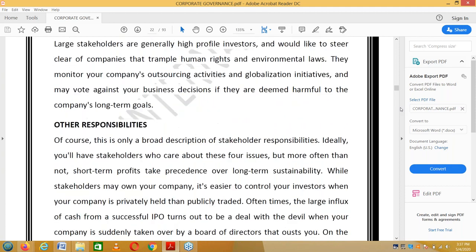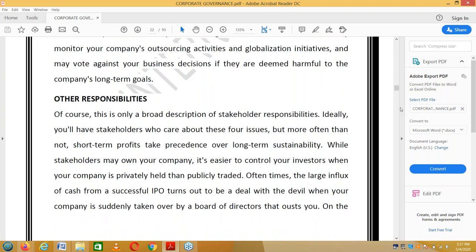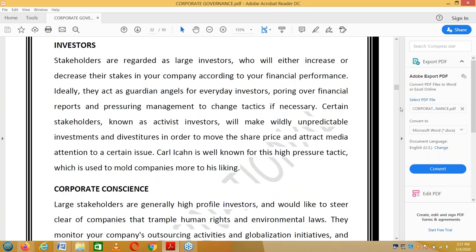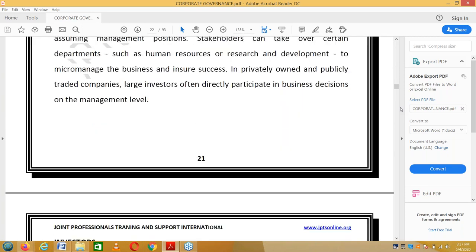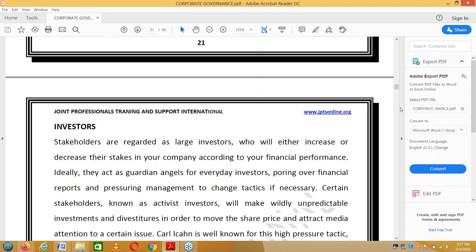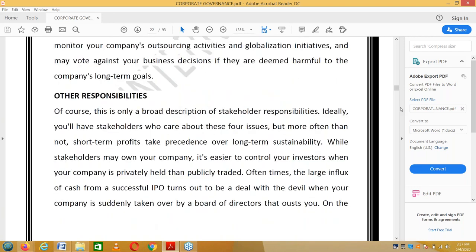Other responsibilities, of course; this is only a broad description of stakeholders' responsibility. Ideally, you have stakeholders who care about these four issues. That's the corporate concerns, the investors, the direct business, and the decision making. And we have stakeholders that care about these issues, but more often than not, short-term profit takes precedence over long-term sustainability.